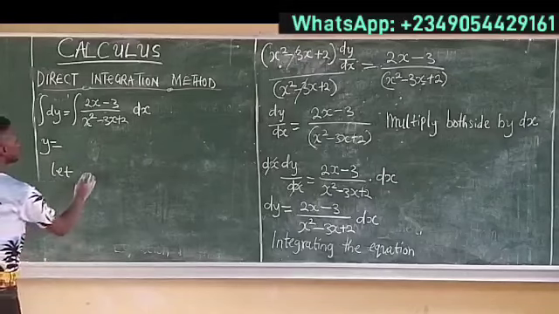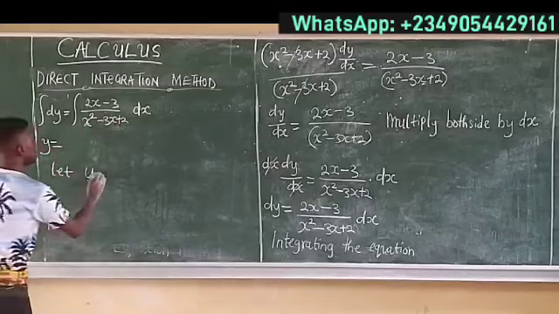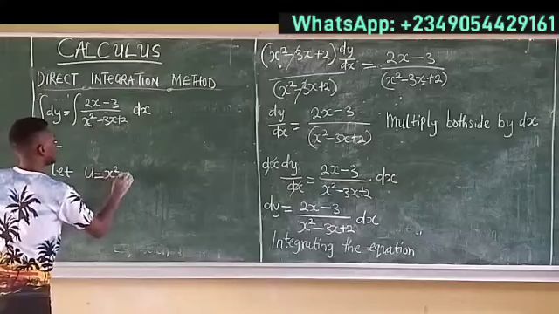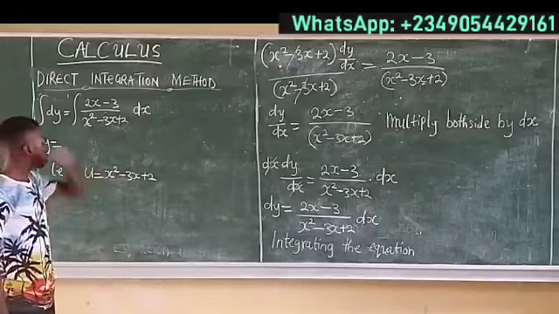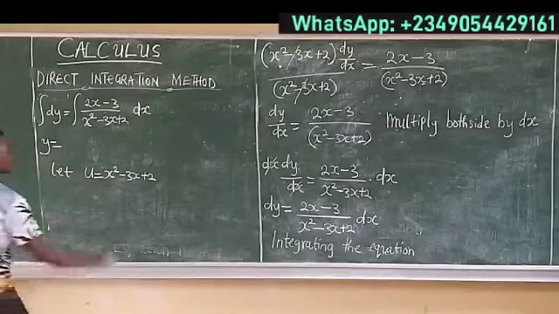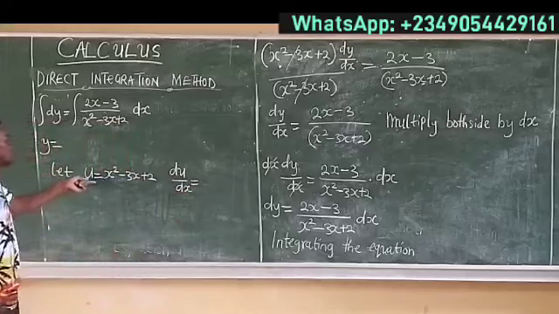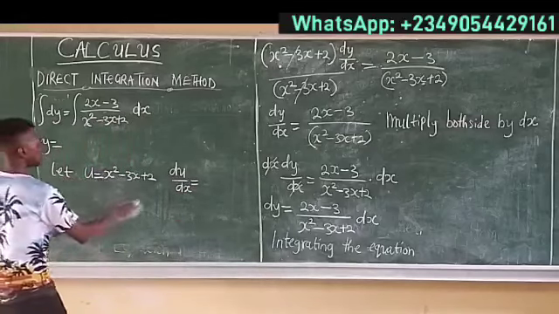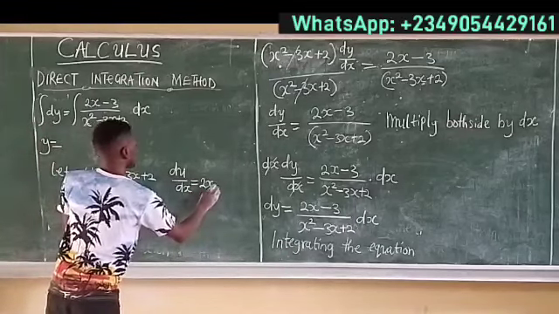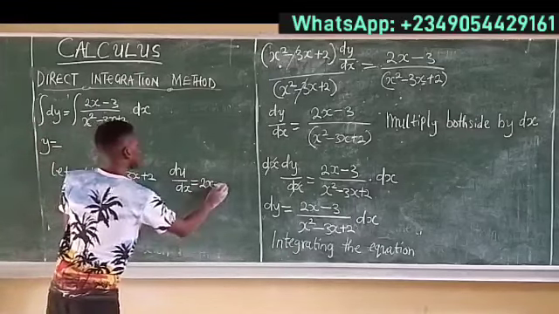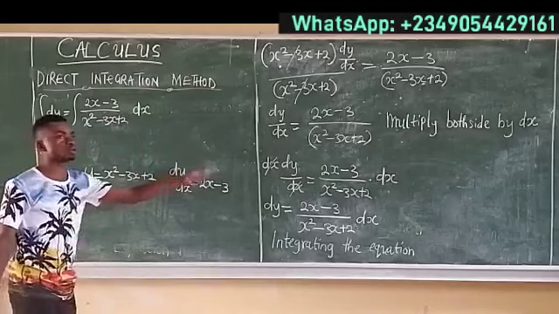let u be equal to the denominator. That is x squared minus 3x plus 2. Then let's differentiate u with respect to x. That is du over dx. Differentiating, x squared gives 2x, minus differentiating 3x, we are left with 3. Then this is our constant, differentiating a constant is 0, so we are not going to be writing it.